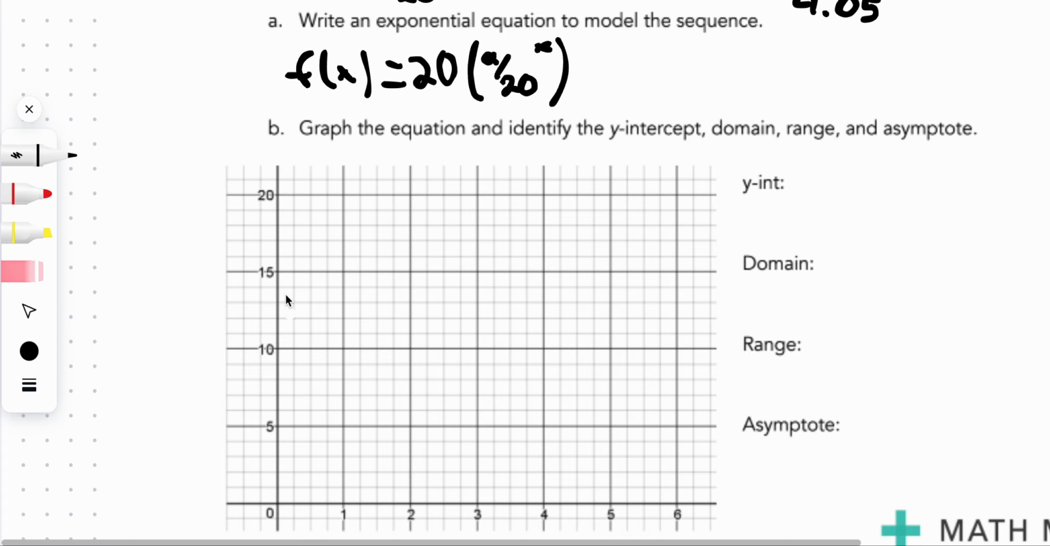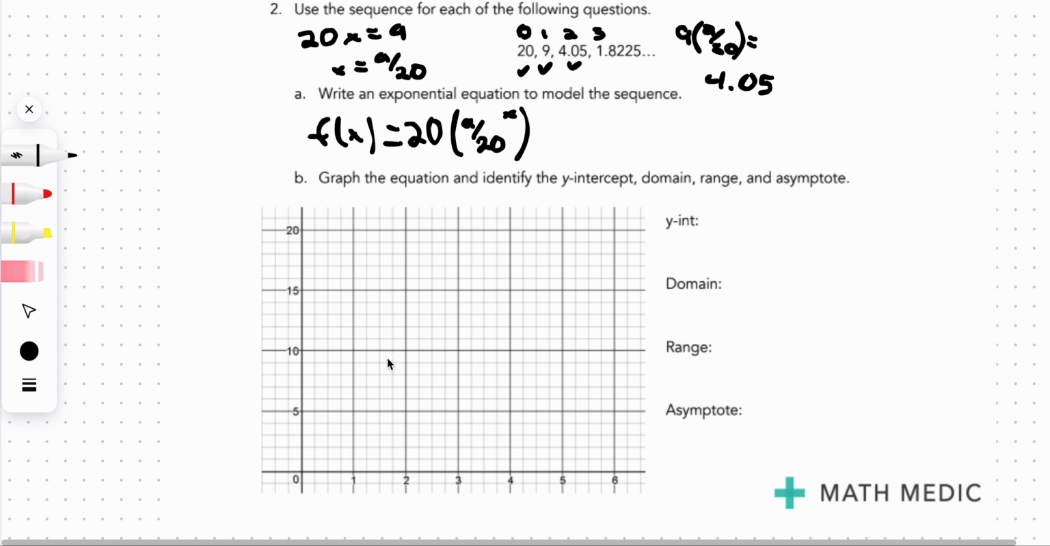Okay, so let's actually use that pattern that they gave us. We have that point 0, 20. Now we have this point 1, 9. We have this point 2, 4.05. Something like that. We have this point 3, 1.8. It's going to be something like that. Let's connect the dots. We're going to get something like that.